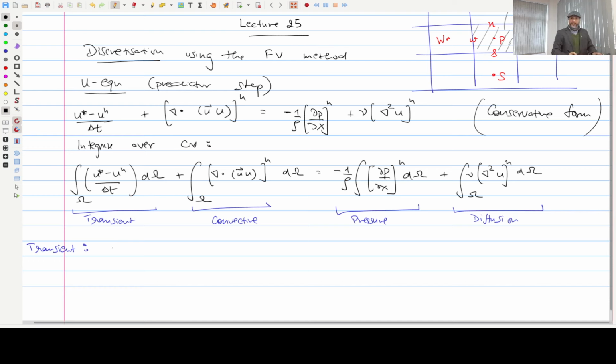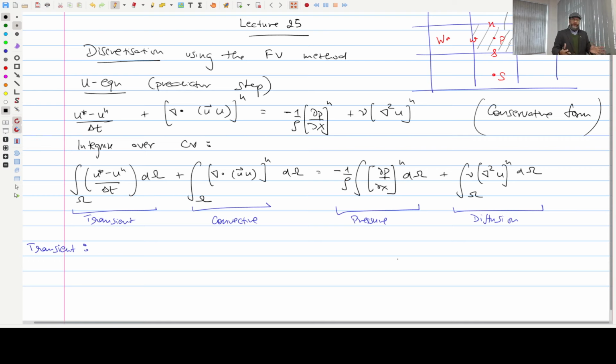While dealing with the transient term, to integrate this term, u star minus u n upon delta t, over the control volume, as we discussed yesterday, we will take an average. Whenever we say u at a given node, let's say for example capital P, that means an average value over the control volume. By definition, that's the average.